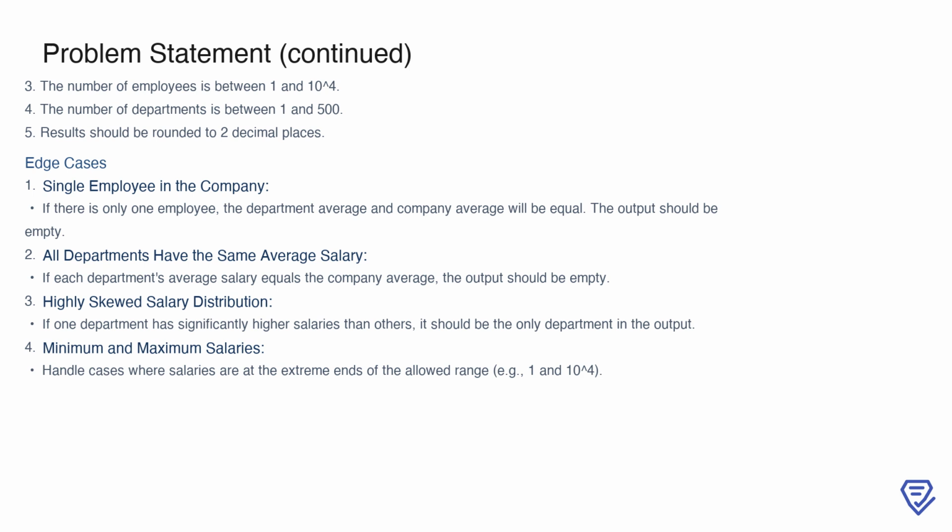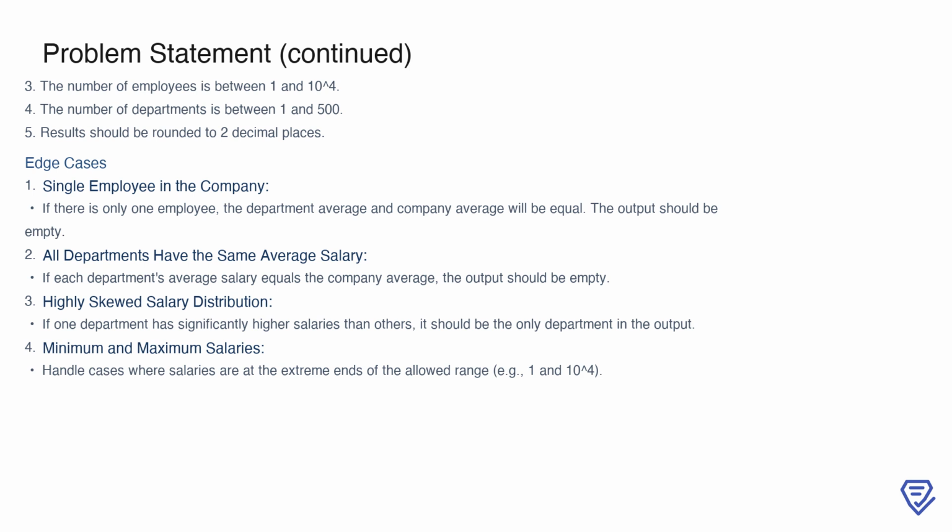will be manageable within defined limits, up to 10,000 employees and up to 500 departments. Edge cases include situations where there is only one employee in the company, in which case no department can exceed the company average, resulting in no output. Similarly, if all departments have the same average salary, the output will also be empty.